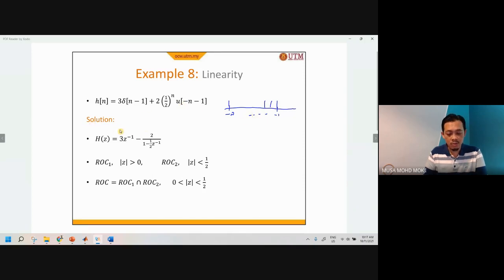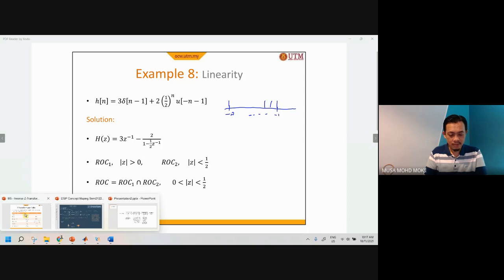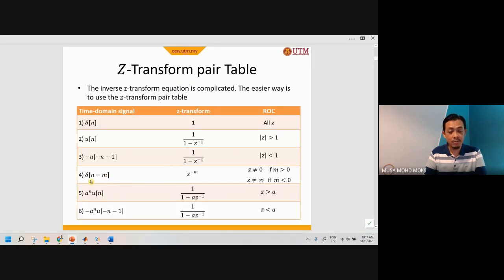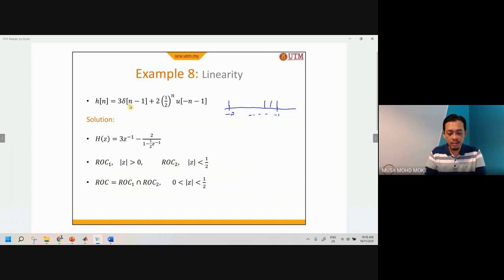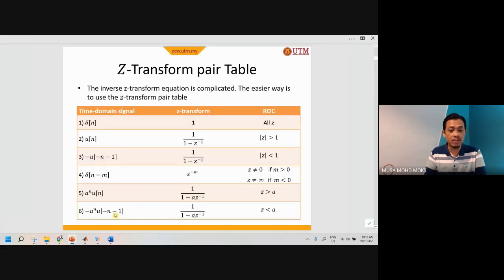So what is the solution? You can do that by checking pair number 4. Whenever you have delta[n minus m], you should have z to the power of minus m. That's why here, with delta[n minus 1], you have z to the power of minus 1. And this is 2(1/2)^n, and because this is non-causal, it comes from pair number 6.